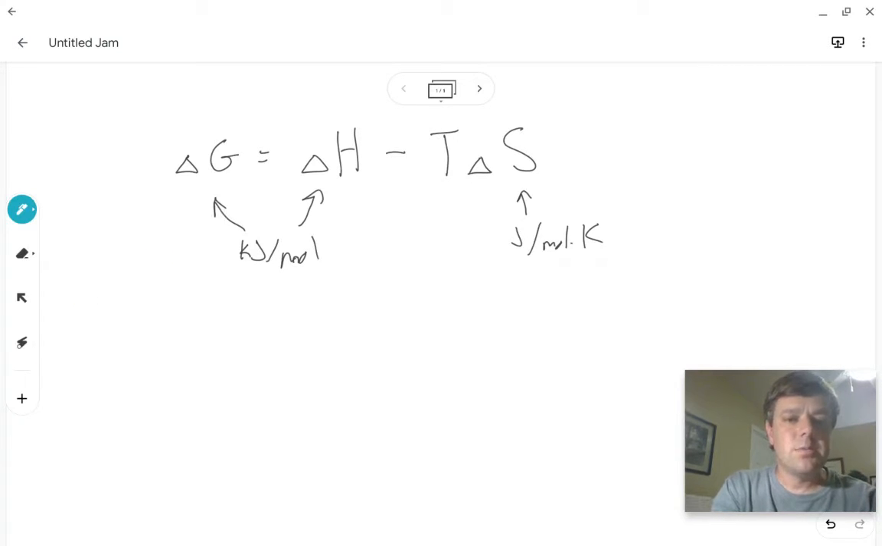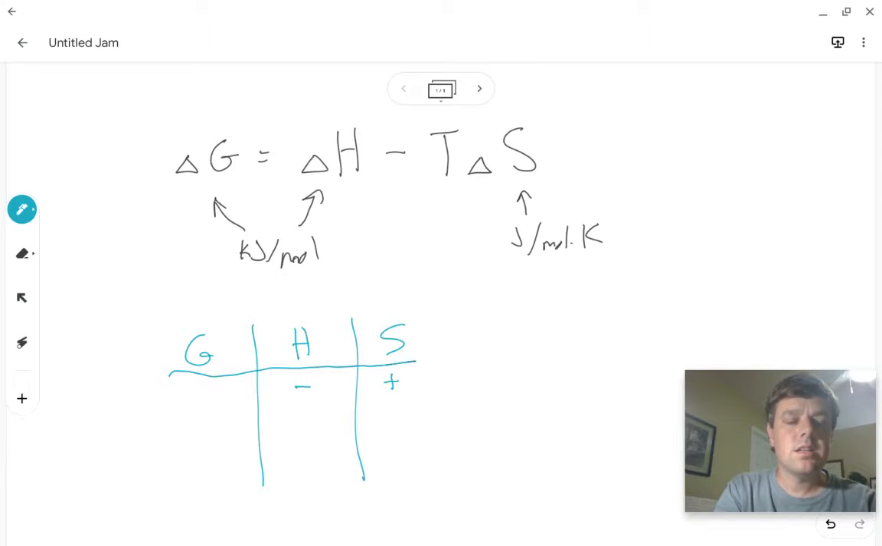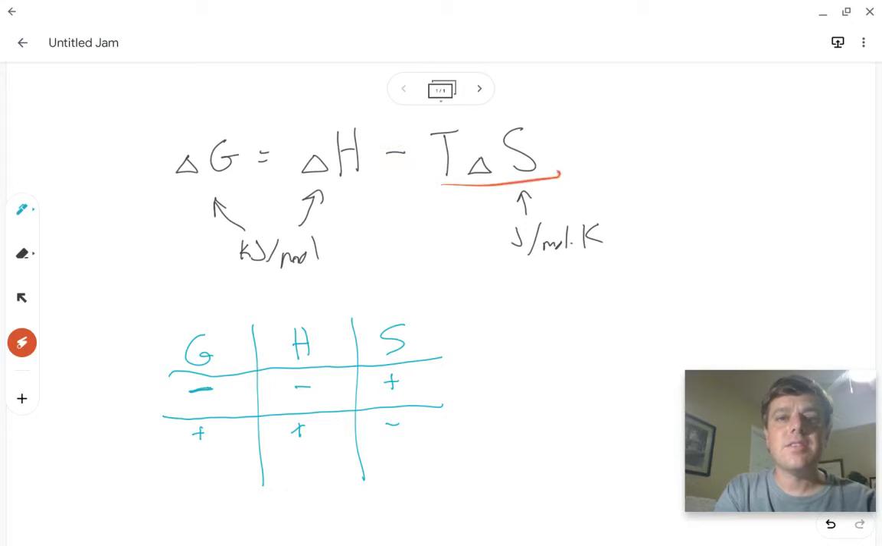If H is negative and S is positive, then G is always negative. If H is positive and S is negative, then G is always positive. You look at how things plug in, because a negative entropy times your temperature is going to be negative, and if you subtract a negative from a positive, you're going to get another positive.